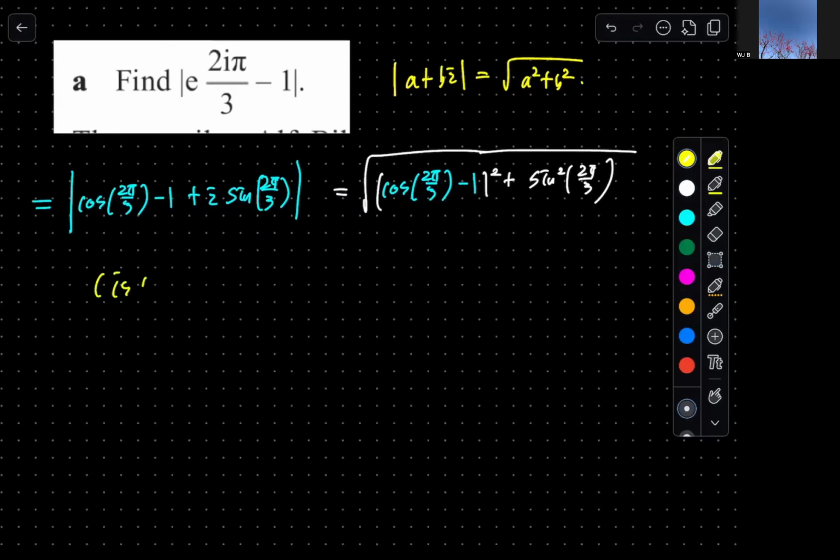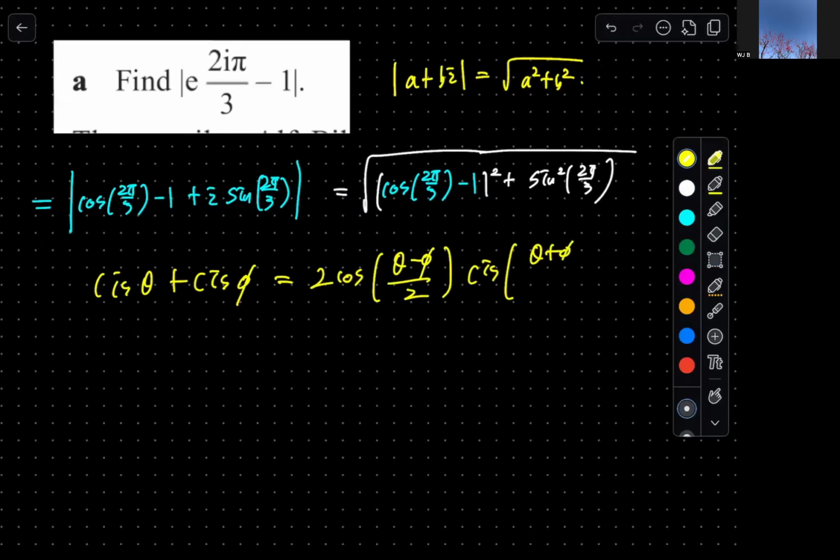What you can also do is remember that whenever you do the sum or difference of complex numbers, it is good to memorize the following form. The sum of complex numbers is 2 cosine of (theta minus phi) over 2, times cis of (theta plus phi) over 2. So you can memorize this formula. It's always helpful. So that's correct.